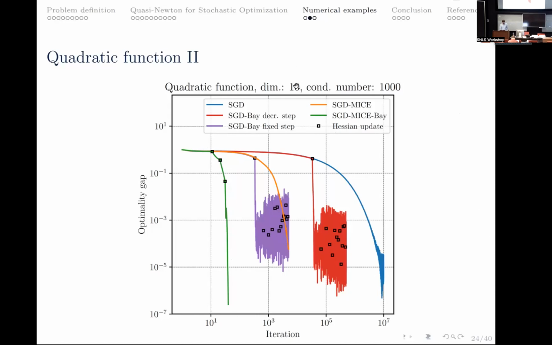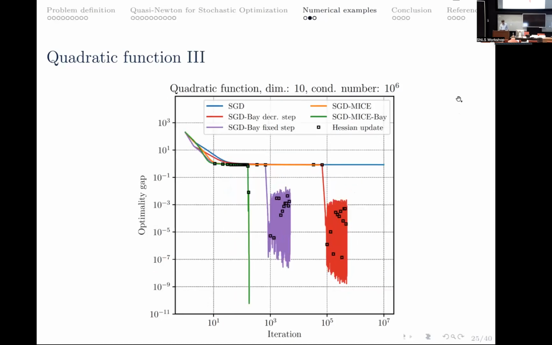Now, this is a 10-dimensional problem. We have a condition number of 1,000. If we do the same thing, but we increase the condition number to 10 to the 6, it's clear that SGD and even SGD mice just don't converge at all. And I mean, they do converge, but the rate here is really bad. It's not even visible. It looks like it's flat.